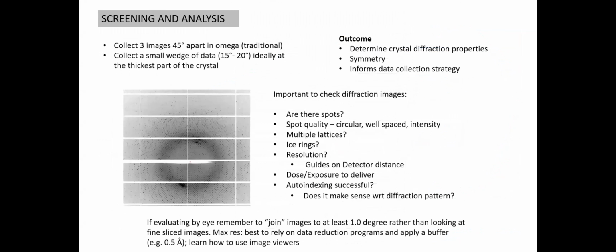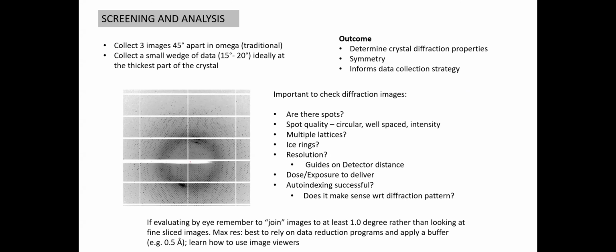Still, I would recommend, at least for new projects, to do some screening, although data collection these days can be done in seconds. Traditionally, this has been done by collecting 3 images 45 degrees apart. Nowadays, we would recommend moving to collecting a small wedge of data of 15 degrees because you get much more information out of that. And the outcome should be to determine your crystal diffraction properties, what is the symmetry. It should somehow inform your data collection. It also generates these diffraction images, and you can see if there are any pathologies, how the spots look, and things like that.